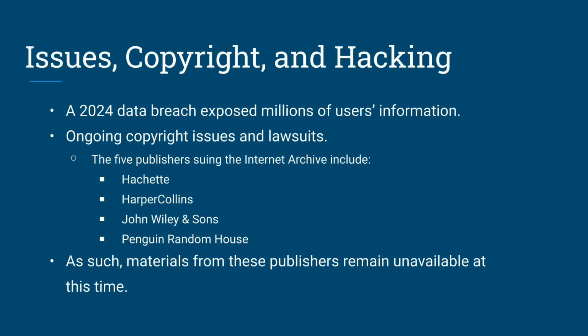It's important to be aware of ongoing issues with the Internet Archive. Due to recent copyright lawsuits, the archive has pulled material published by several large publishers. Also in 2024, the archive was compromised by a data breach exposing 31 million user records due to an exploited JavaScript library. The issue was resolved, and the archive has taken measures to upgrade its system to prevent further attacks.